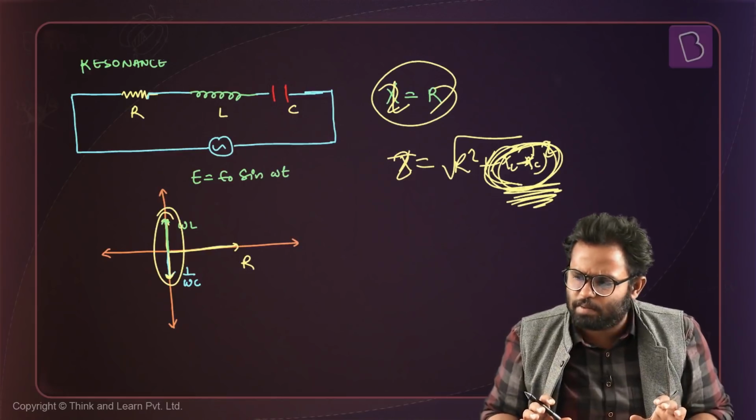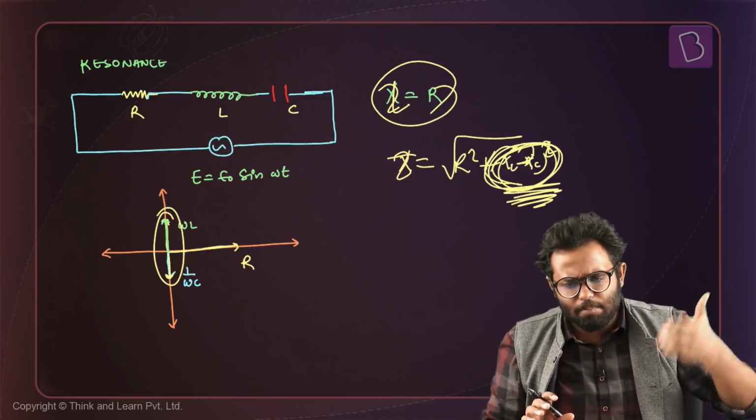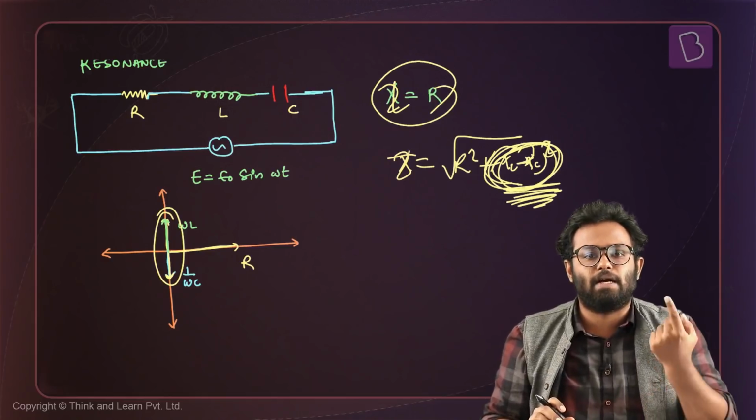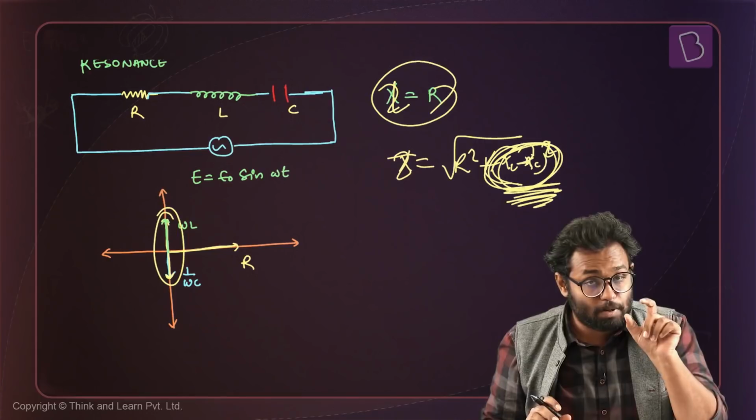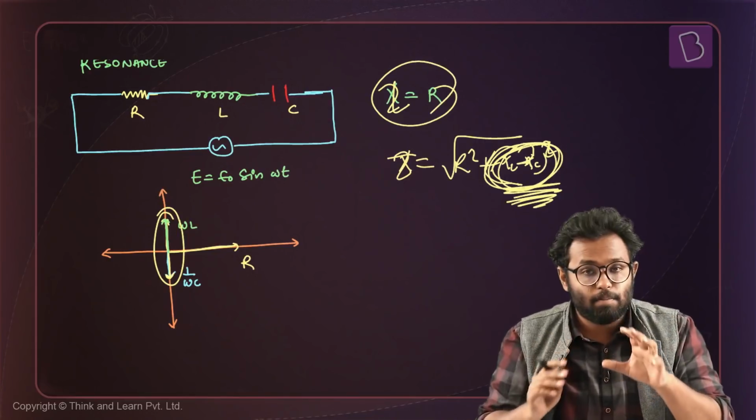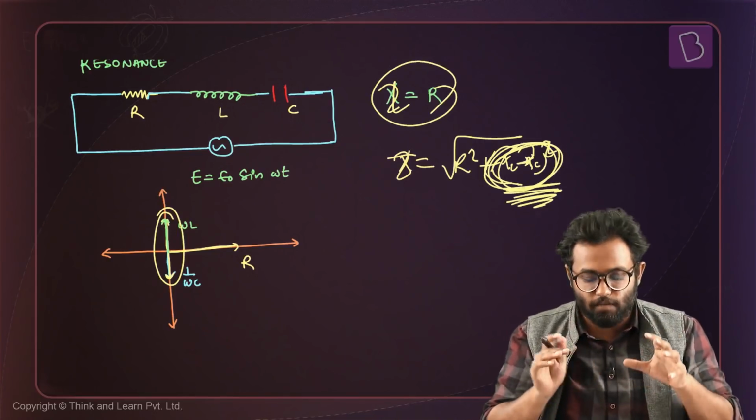What does that mean? It means that in that particular situation the current would peak. That would be the maximum current in the circuit when that particular situation occurs, right? And that particular condition is called the condition of resonance, right?